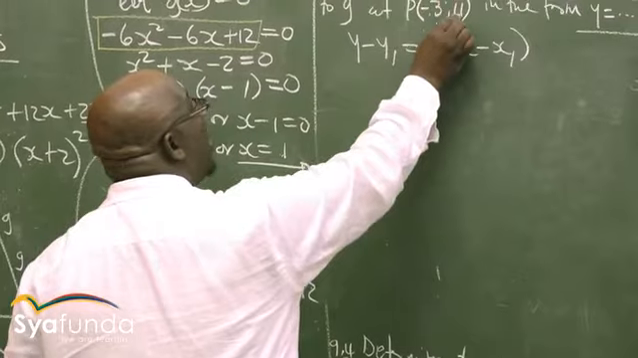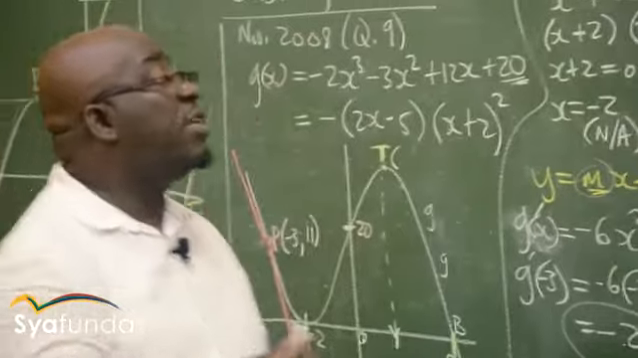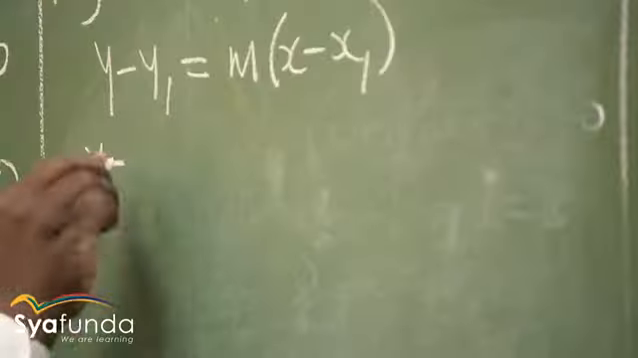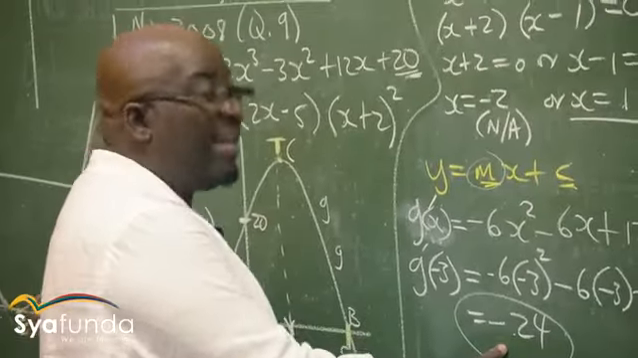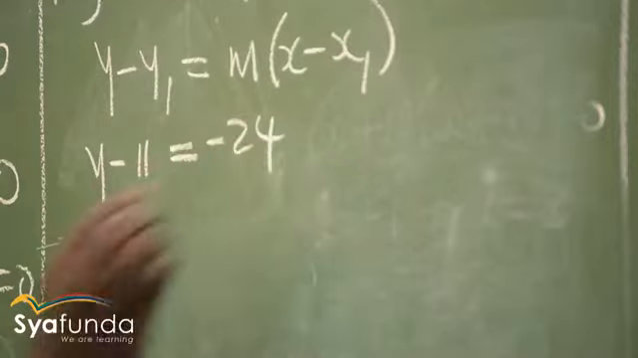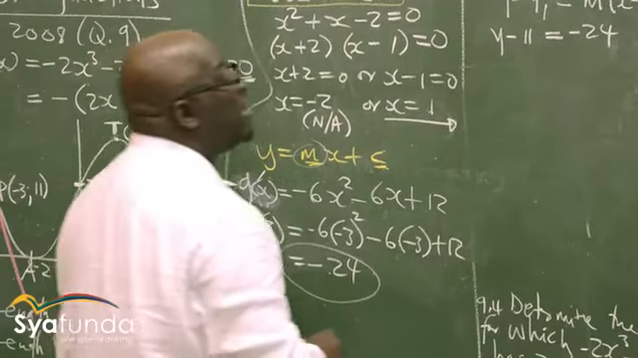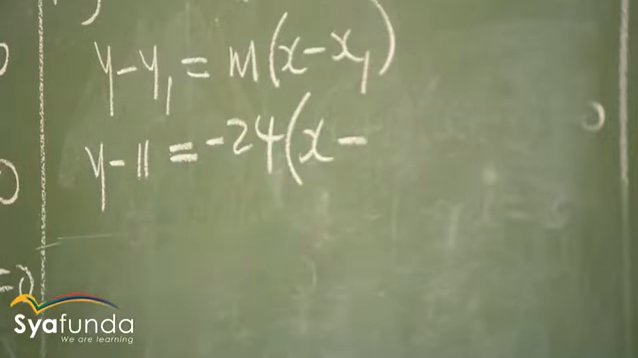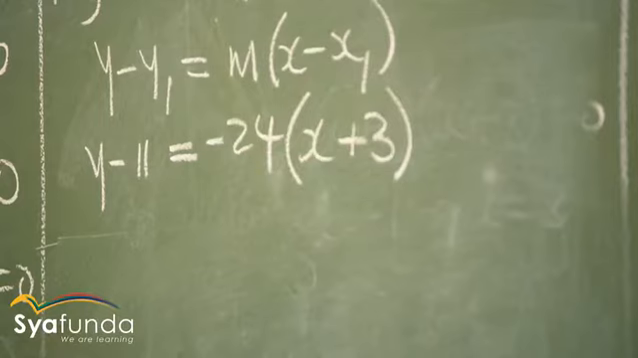X1, y1. This is our gradient, so we've got everything that we need. Let's do this. So this will be y minus, what is y1? In this case, our y1 is 11, is equal to, what is our gradient? In this case, our gradient is minus 24. Remember, this is the gradient of the tangent, m tan. The gradient of the tangent is minus 24, into x minus, what is our x1? It is minus 3. So this will turn to be positive 3. Y minus y1 is equal to m into x minus x1.